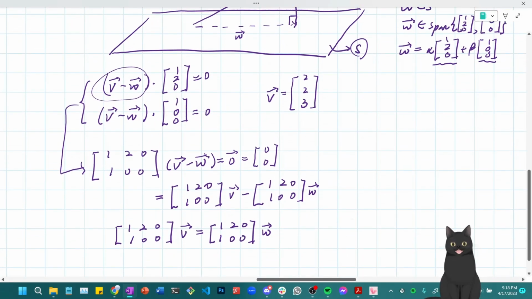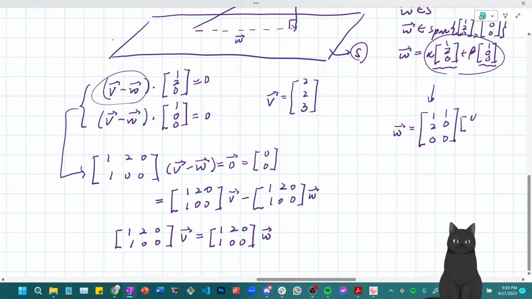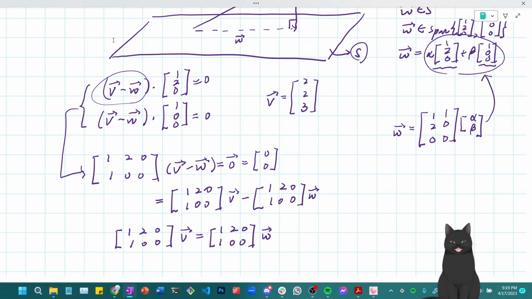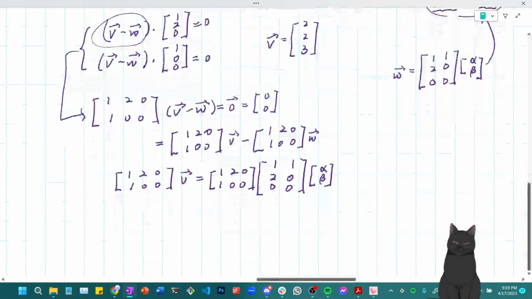Okay, now keep in mind that w is a linear combination of (1, 2, 0) and (1, 0, 0). What this means is that w can also be written in the form of the matrix with columns (1, 2, 0) and (1, 0, 0) times (alpha, beta). This then ends up being the expression that we have above here. So I'm going to simplify w into the above form. And now we have some interesting equation that we can play with to find alpha and beta.